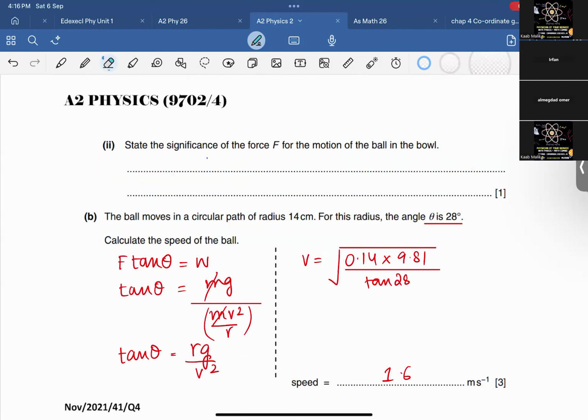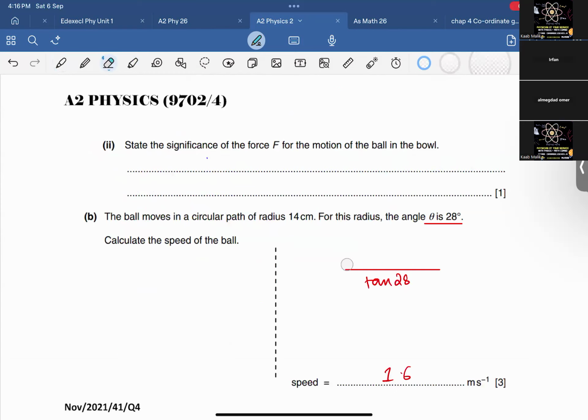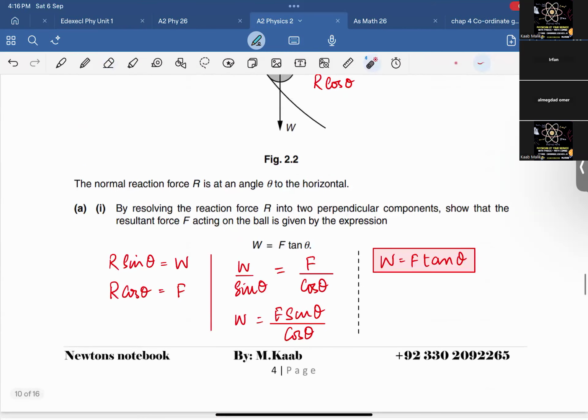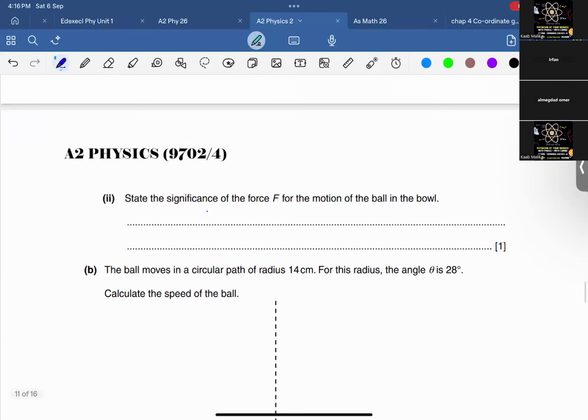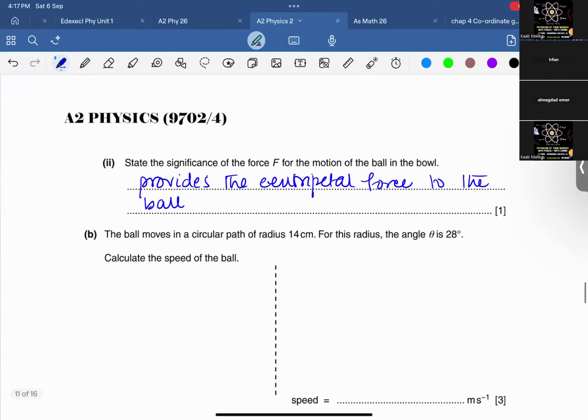Yes, Irfan. State the significance of force F for the motion of the ball in the bowl. It keeps the ball in the circular motion. Very good. It provides a circular motion. Or you can say it provides the centripetal force to the ball. Fine. Please move on.